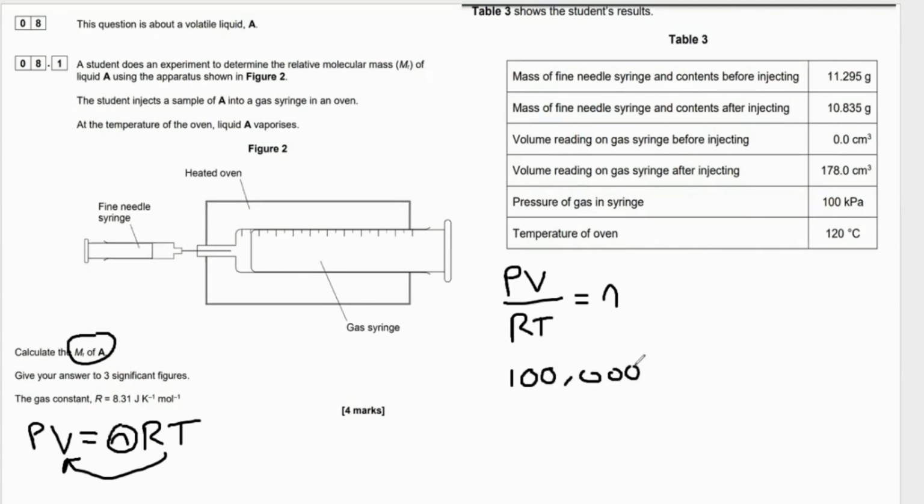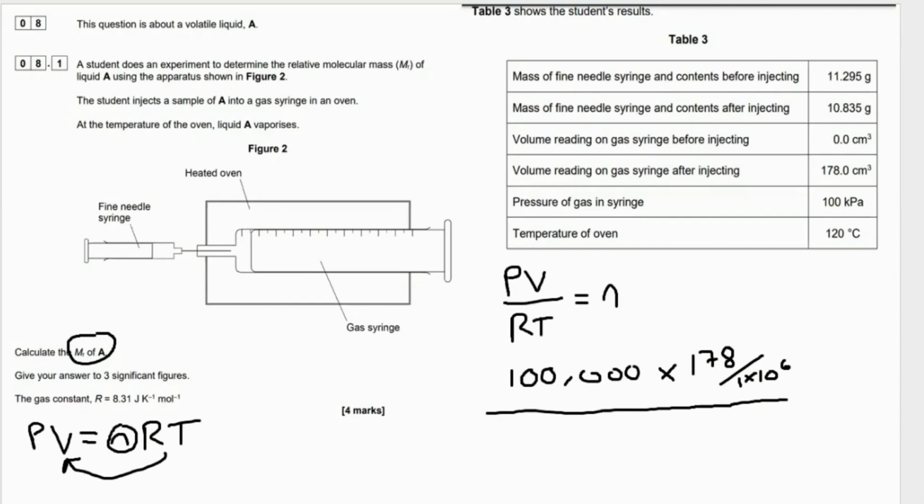100,000, we need to use pascals in this question for pressure, not kilopascals. Now we're going to multiply that by the volume. The volume is in meters cubed. What is the volume? 0 before, 178 after. So I need to do 178, and I want to divide that, we're putting this into meters cubed, by 1 times 10 to the 6. Why do I want to do that? Well, we need to put it into meters cubed, and there are 1,000,000 centimeters cubed in 1 meter cubed. So I'm dividing by 1,000,000.